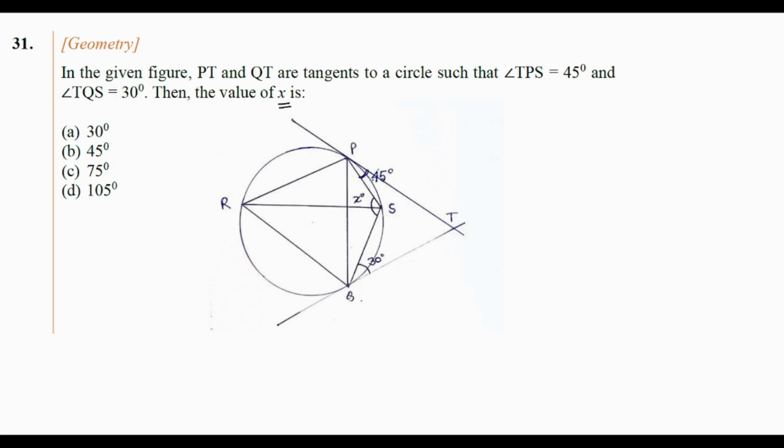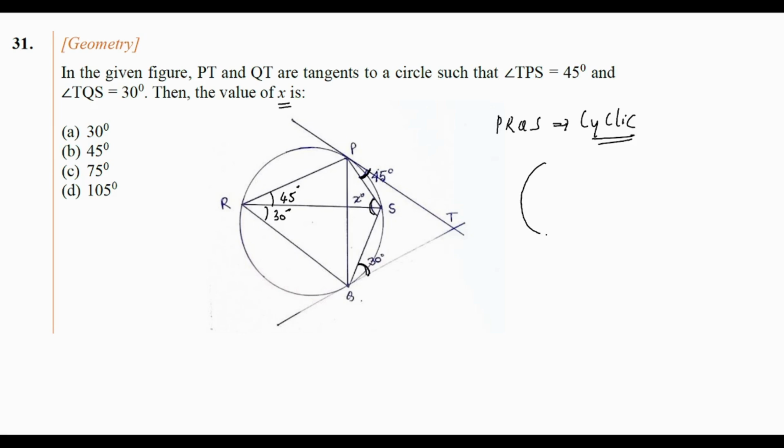Clear? So what is the value of X? X is where? This is the X. Now pay attention, this angle is 45 degrees, by the alternate segment theorem this angle becomes 45 degrees. If this angle is 30 degrees, by the alternate segment theorem this angle also becomes 30 degrees. Clear? So now consider the quadrilateral PRQS, it is a cyclic quadrilateral.